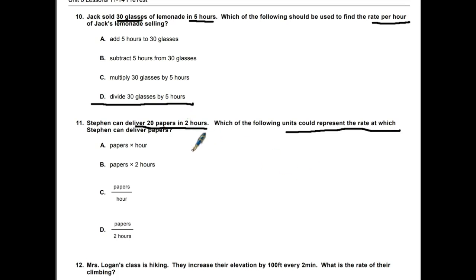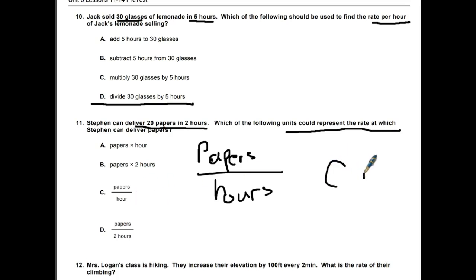Okay, so I know I have papers. I'm comparing papers to hours. 20 papers, 2 hours. That's what I'm comparing. They're not asking you to solve it. They're not asking you to say how you would solve it. They're asking you which of these would represent that rate. And you're looking at papers to hours. And that's what you should have written down. And C is the correct answer. Okay?